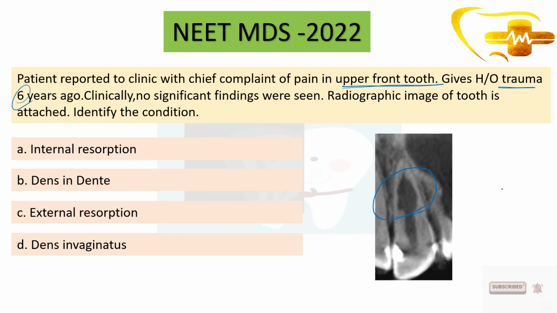Identify the condition. Since the tooth has undergone trauma, we can easily identify it as a traumatic lesion. The options given were internal resorption, dens indentis, external resorption, dens invaginatus. Dens indentis and dens invaginatus don't look like this on a radiograph, and of course external resorption does not look like this either, because the radiograph itself suggests that there is no external resorption. So the answer is internal resorption.